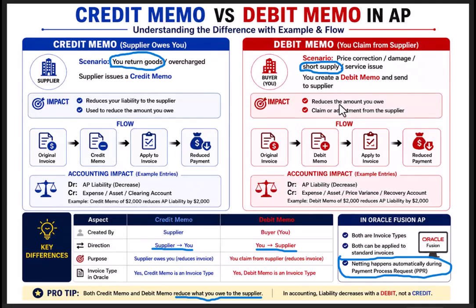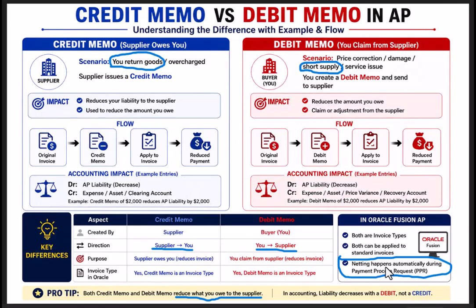The debit memo also reduces the amount we owe to the supplier. If you look here, it is created by the buyer company, in our case Amazon, and it is sent to the supplier, and Amazon claims from the supplier to reduce the invoice amount. And debit memo is also an invoice type. In a nutshell, both credit memo and debit memo reduce what we owe to the supplier. Whether credit memo or debit memo, both will reduce the payment that we need to pay to the supplier. Similarly, it reduces AP liability to the supplier.